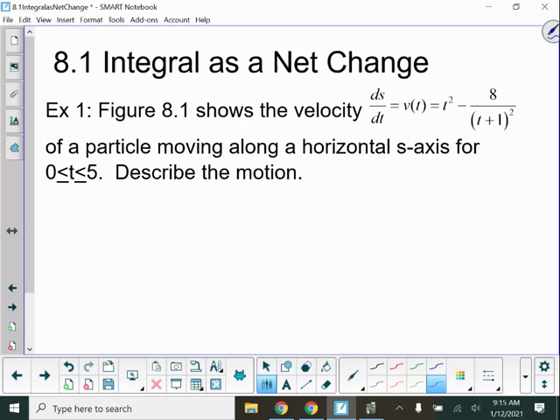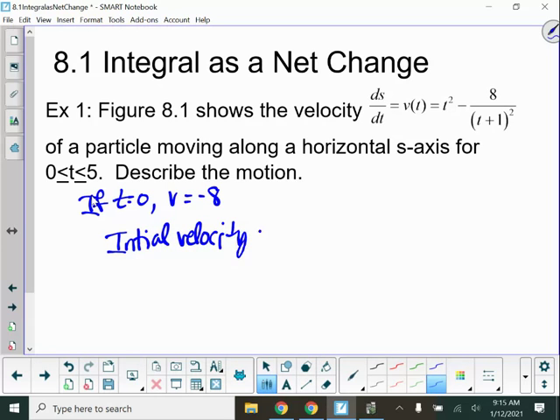we have that the particle has our initial velocity. So if t is equal to 0, our velocity is going to equal -8. So this particle has an initial velocity of -8, and this is meters per second using the units that are given in the problem. So that means that it is moving to the left. So initially this particle is moving to the left.